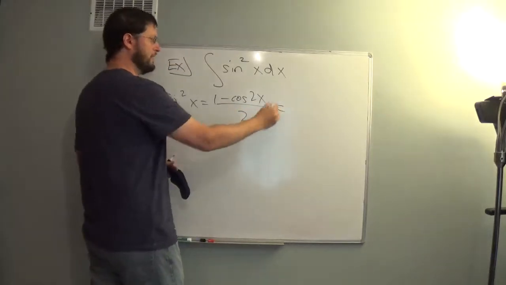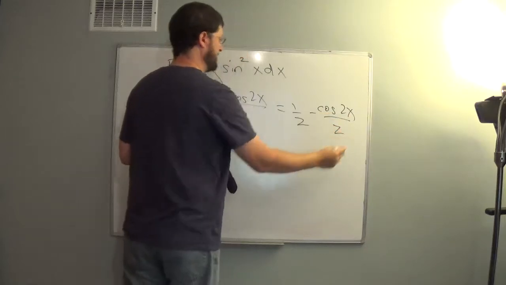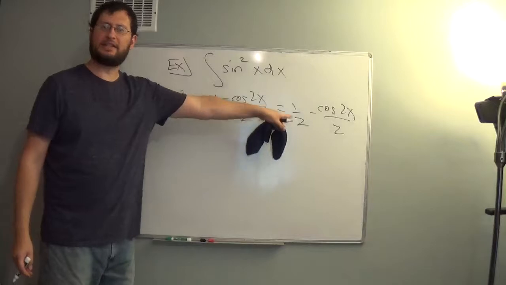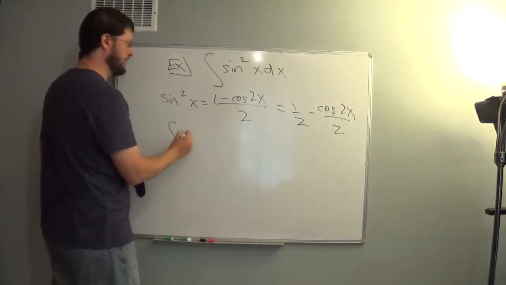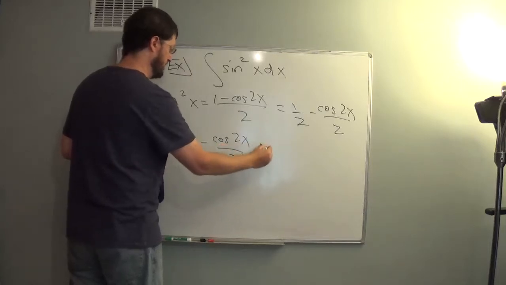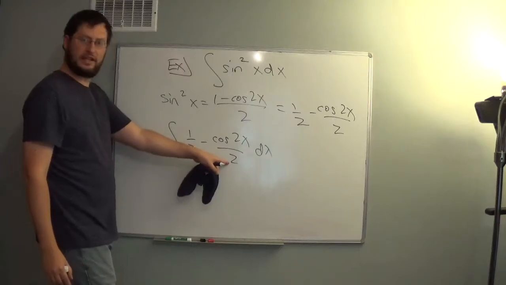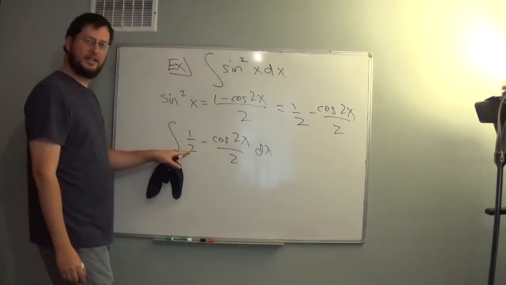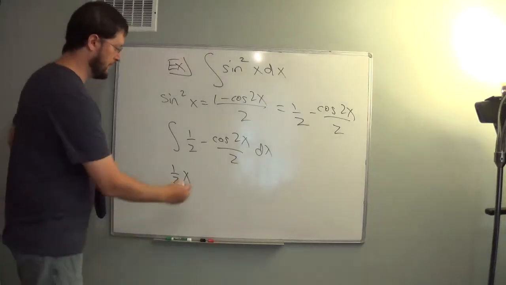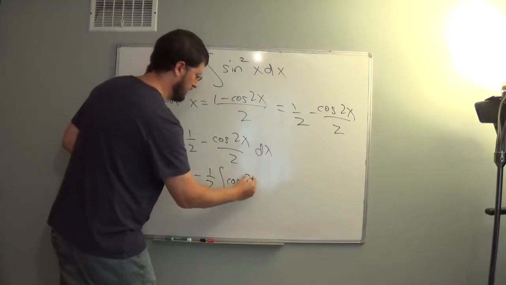I'm going to split that into 2 pieces. So that when I sub it back into the integration, it becomes integral of 1/2 minus cosine 2x over 2. I can integrate 1/2 and I can integrate this separately. A constant integrates to the variable. So this is 1/2 x. I'm going to think about this 1/2 as out front and then integrating cosine of 2x.